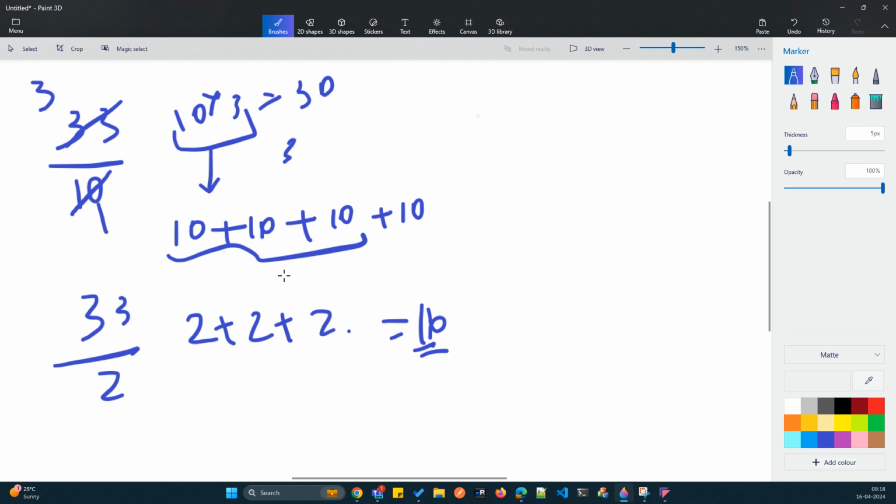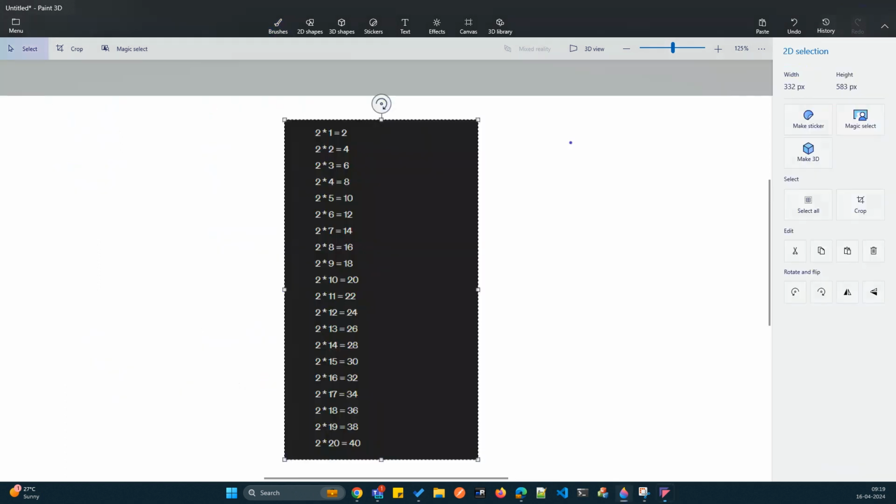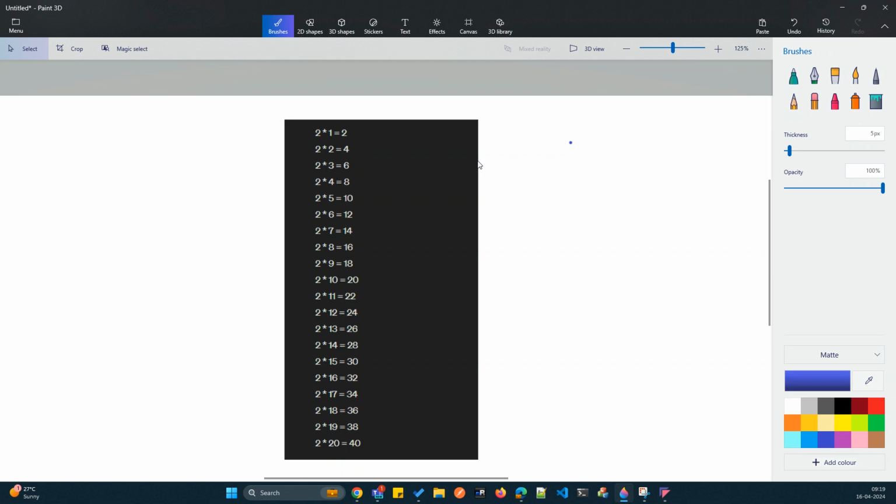But how can we do it? We'll need some logic there, correct? I cannot directly stop at 4 and check it, or directly stop at 10, 20, 30 and check it. So what we'll do is maintain one rule that we'll be taking the multiples. Instead of multiplying again, here we have the chart.